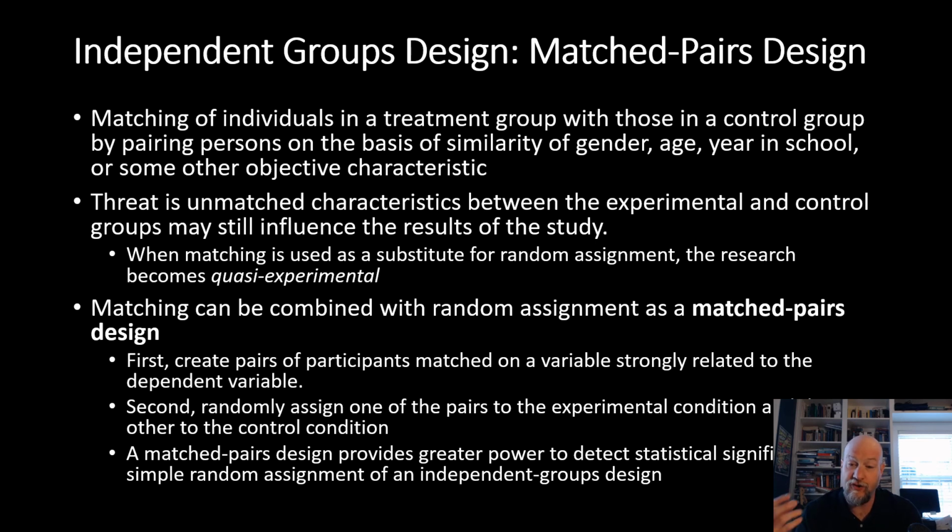So what you do then is you create that pair via some characteristic. You simply ask them what's your age, what year of school are you in. You ask them how they identify, whatever it is, or you measure something, IQ or reaction time or whatever it is, anything you think is a potential confound, and then you randomly assign one member of the pair to go to the experimental and the other to the control condition.